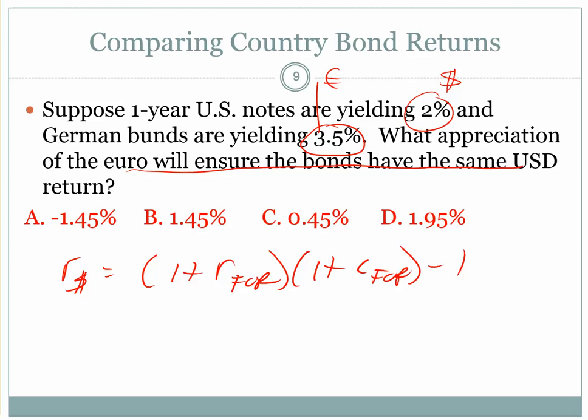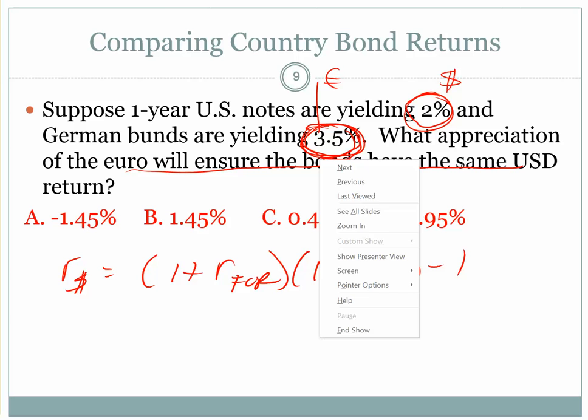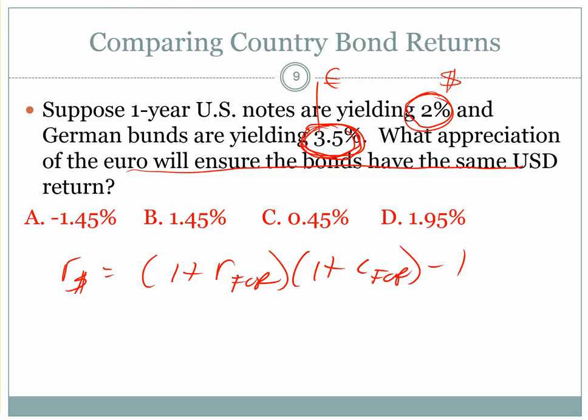Well, I can approximate that. I can say that if a Bund gives me 3.5, what appreciation of the euro will make it give us the return of the US bond, 2%? And you can see that it's approximately 1.5% negative. So if I get a 3.5% return in euro, and the euro depreciates by about 1.5%, that'll give me a 2% return in US. But we can solve this problem using the formula.